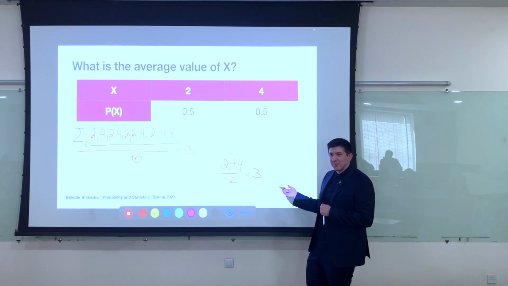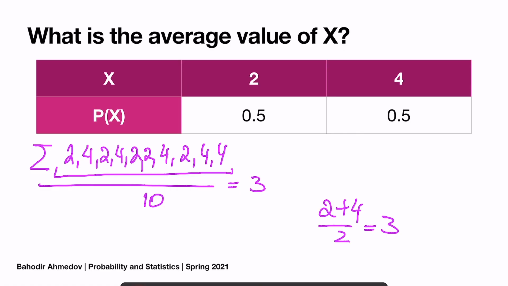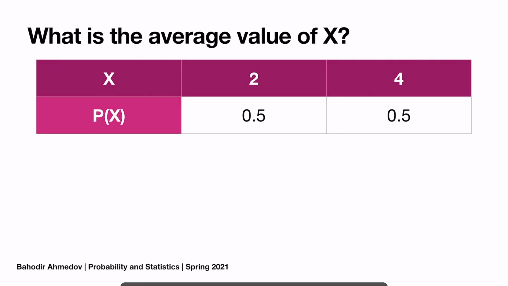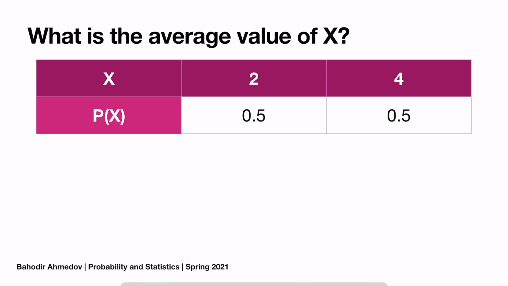Well, in this case, yes, because the weights are the same, right? But in general, no. In general, you would do this differently. For example, if you would have another table where the probabilities are going to be 0.2 and 0.8, then this is going to be different, right?